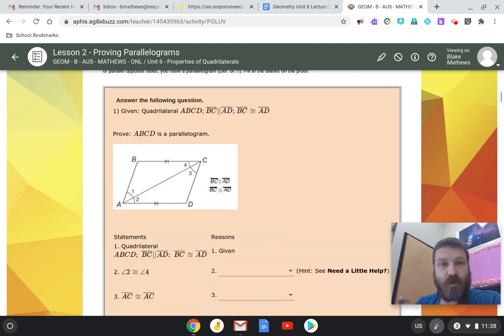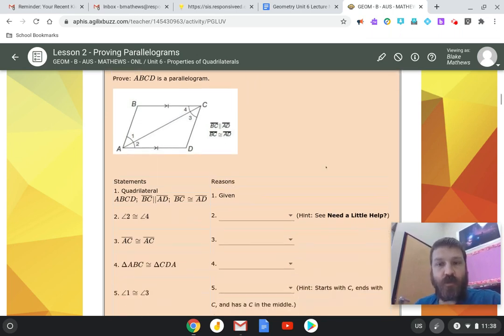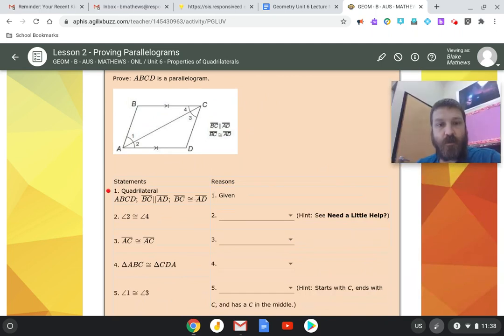It says we are given a quadrilateral ABCD. We are given the fact that BC is parallel to AD, and we're given that BC is congruent to AD. The thing we have to prove is that because of all of this, ABCD is a parallelogram. So again, as with all proofs, the very first thing you're going to put is the givens. That's already shown for us. We have everything we just talked about given.